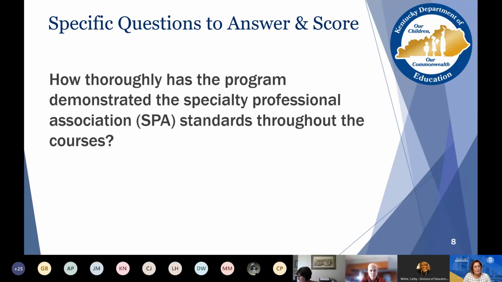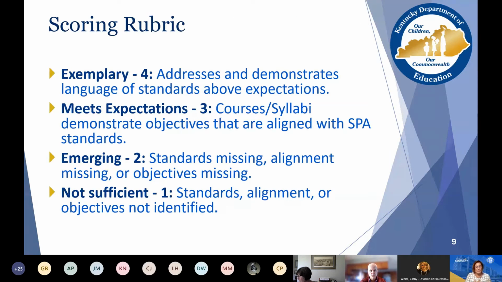When you're responding to the question, we give you a rubric, and you will notice that we are asking you about the thoroughness of it. We also ask you to give us a comment.